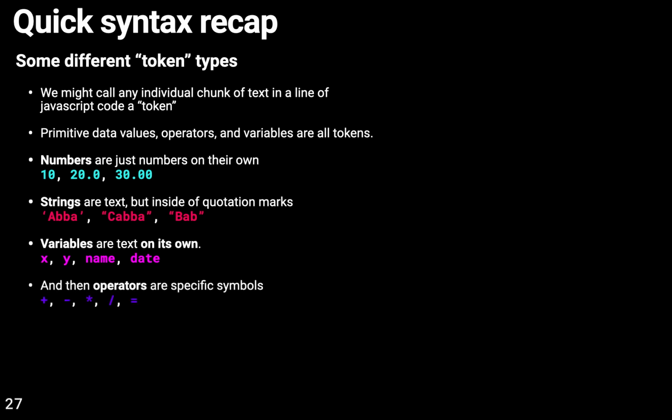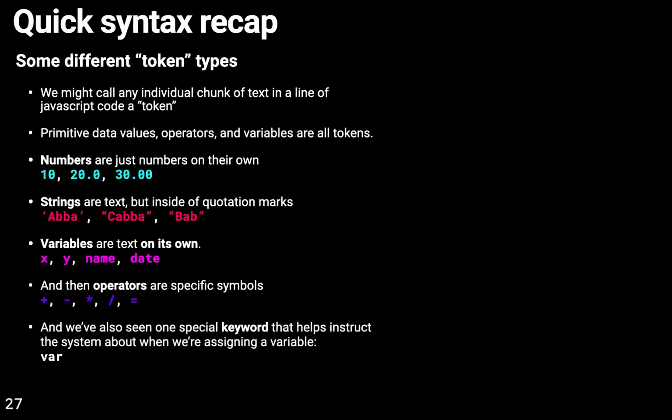Okay, and then operators are specific symbols kind of on their own, right? We've got the plus, the minus, the asterisk, the slash, the equal sign. There are lots more, but these are all stand-ins for specific mathematical functions, or in the case of the equal sign, the equation, or the assignment function.